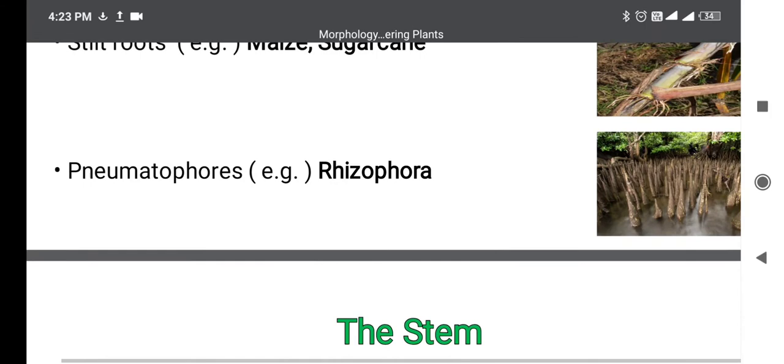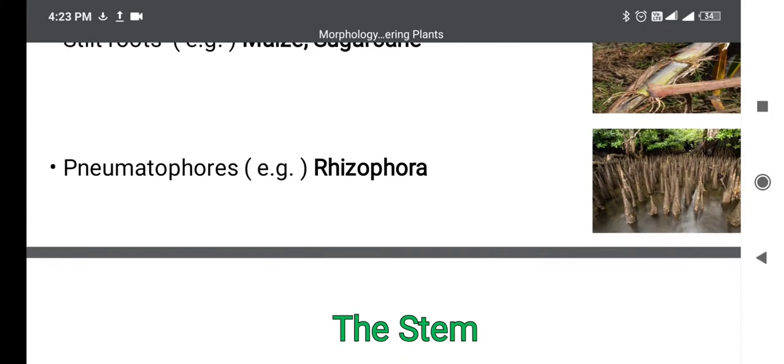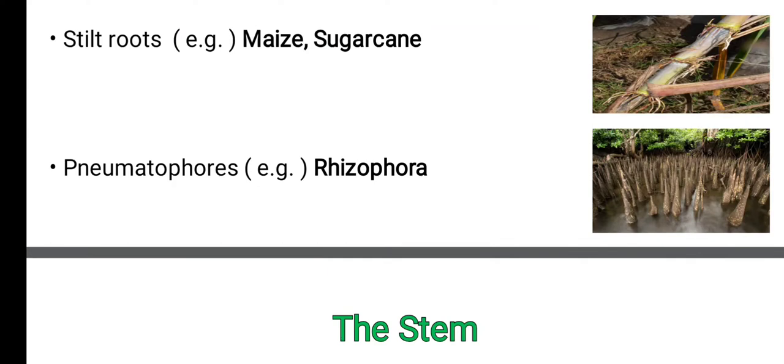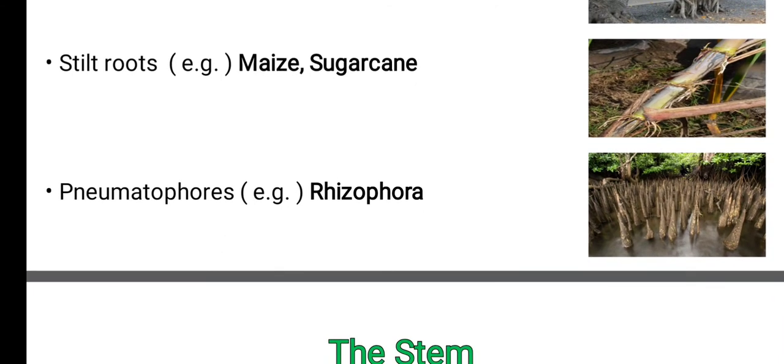Then come the pneumatophores, in other words, breathing roots. These breathing roots or pneumatophores are found in plants like Rhizophora. Generally, these kinds of plants are found in marshy areas where water stagnates all around. So the roots underneath the soil find it difficult to breathe oxygen. So they come up out of the soil, as you see in this picture, to respire oxygen from the air.